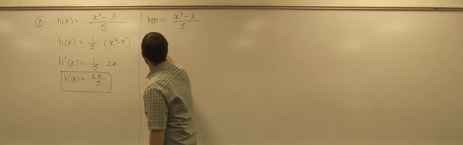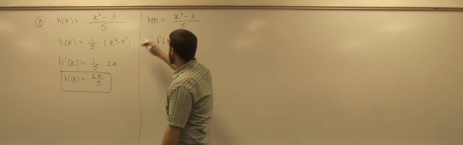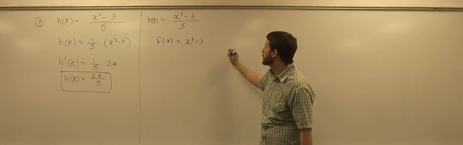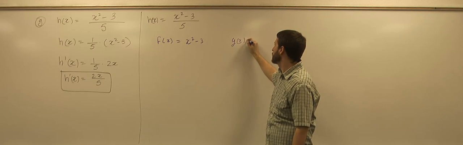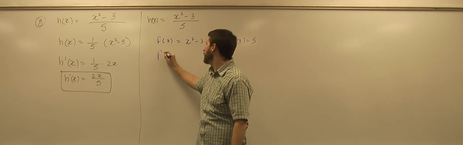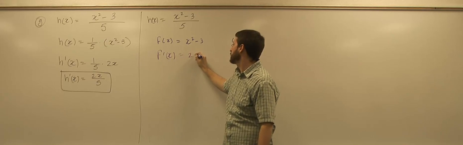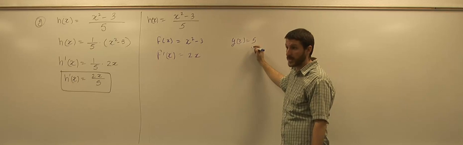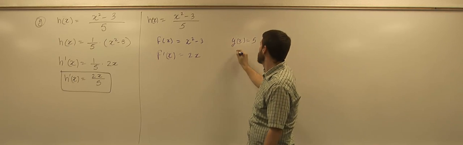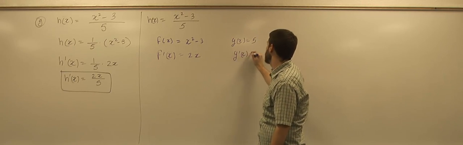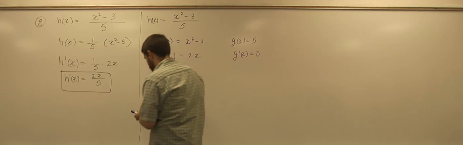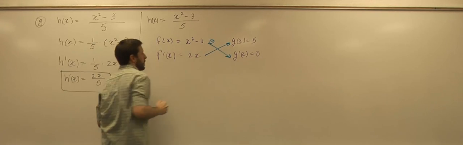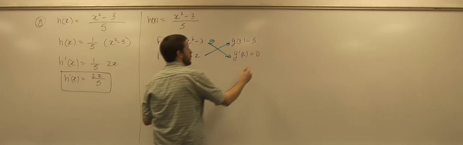So, if I didn't recognize this and use the quotient rule, the top would be f, which is x squared minus 3. The bottom would just be 5. The derivative of f, the derivative of the top, 2x. The derivative of the bottom, 0, right? That's what you need to get here. G prime of x, the derivative of a constant is 0. Up, subtract down, divide by g squared.